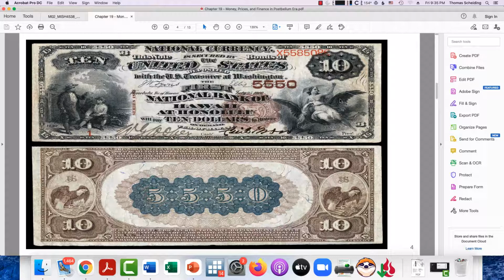This would be a $10 note that was from the territory of Hawaii. And this would have been the national banknote that basically you could have used across the United States. Not only Hawaii as a territory. As you can see here, you don't really see as much green, but you do see the beginnings of the note that we would all recognize today.